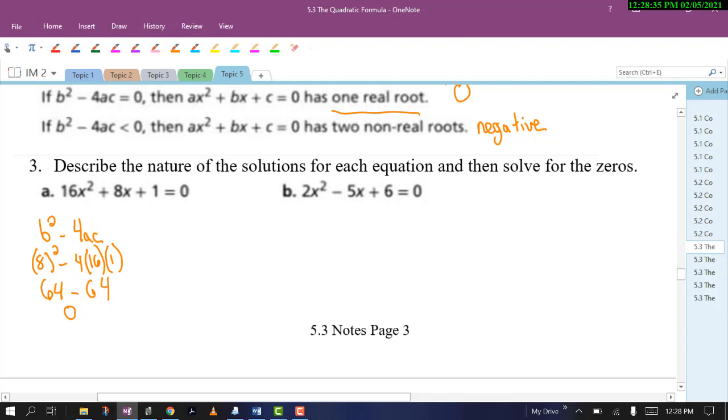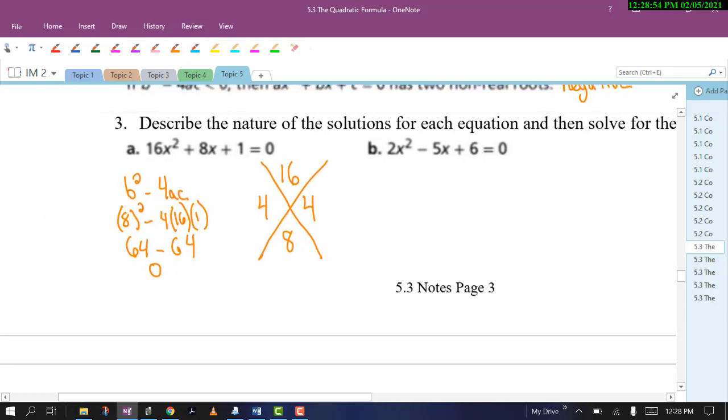So let's find it. I believe that we can factor this one, so that's what I'm going to do. So 16 times 1 is 16, that's our product. The bottom number is our sum, the 8. So what are we looking at? Well, we're looking at 4 and 4. Now, unfortunately, this first coefficient is not 1, we can't do the shortcut. So we have 16x squared. Instead of 8x, we have a positive 4x and another positive 4x.